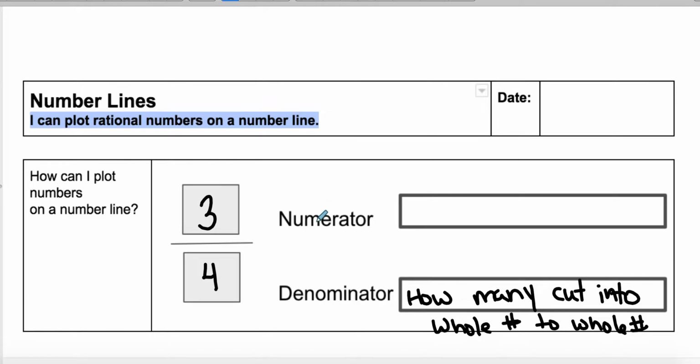The numerator is where the point is at. It's the dot it's at.